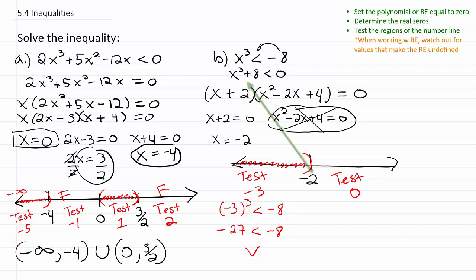Now, if we test 0, we'll see what happens there. Well, if I plug in 0, I'd have 0 cubed, right? And 0 cubed, of course, is 0. Is that less than negative 8? That's false, right? That isn't true. 0 is not less than negative 8. Negative numbers are less than 0.